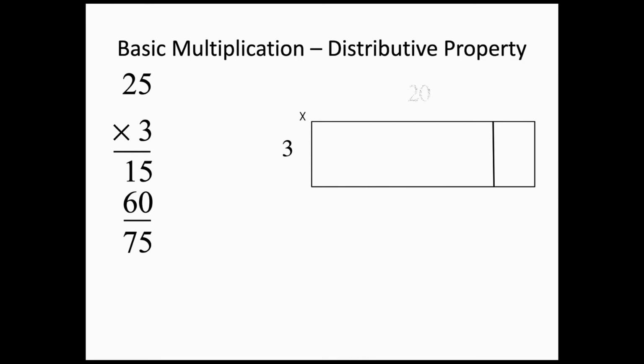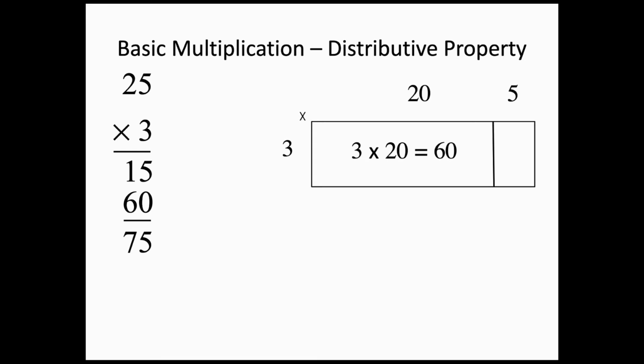Now, multiplying two numbers is the same as finding an area of a rectangle. So we're going to take the multiplication 25 times 3 and model it as a rectangle that is 20 plus 5 units across and 3 high. And we're going to do the multiplication by finding the area of each of the smaller rectangles and adding them together.